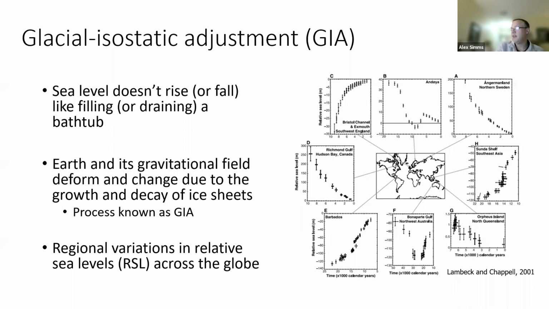And you've probably heard about this before in something called post-glacial rebound: if we go to places like Norway and Sweden, where there used to be a bunch of ice, instead of sea level rising over the last 10,000 years, sea level has actually fallen because the land is coming up. And so that process where you're deforming the Earth in response to the growth and the decay of these ice sheets is sometimes referred to as glacial-isostatic adjustment, or GIA.